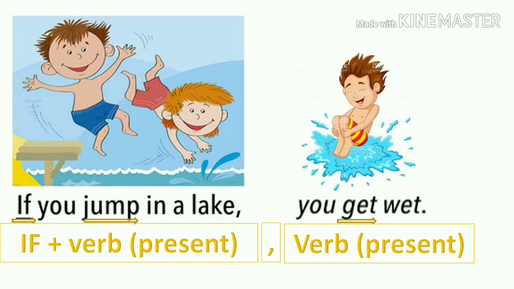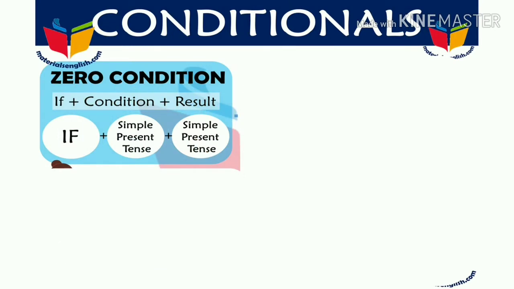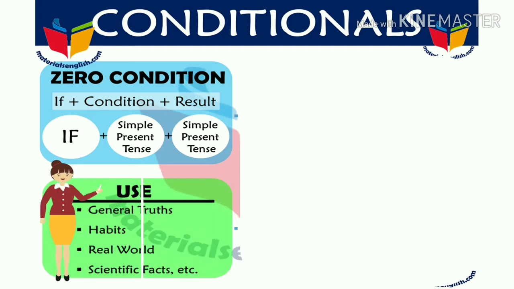This is conditional type 0. Okay, so this is the rule: if plus condition plus result. If plus simple present plus simple present. Conditional type 0 is composed of if plus simple present plus simple present.